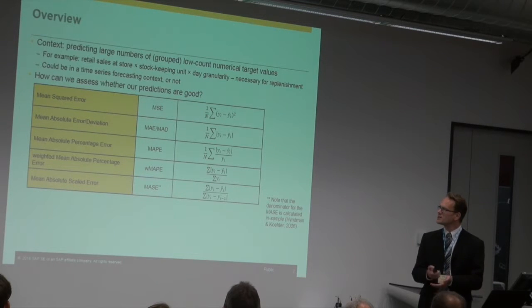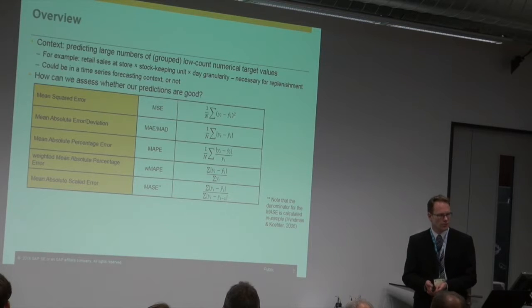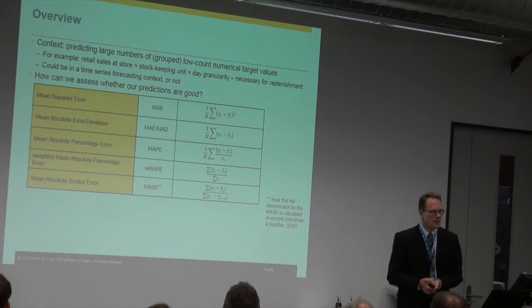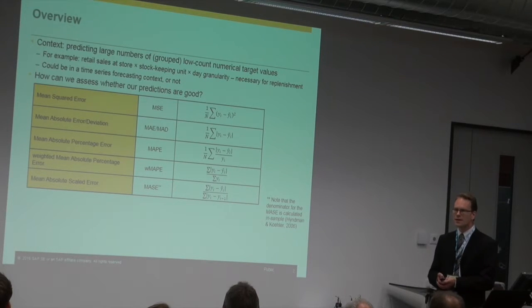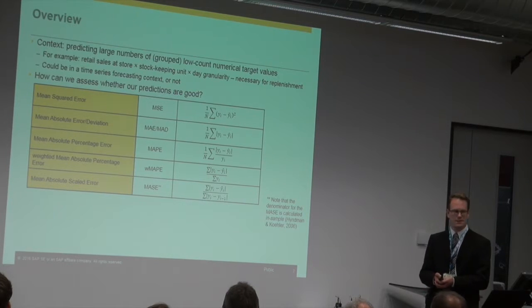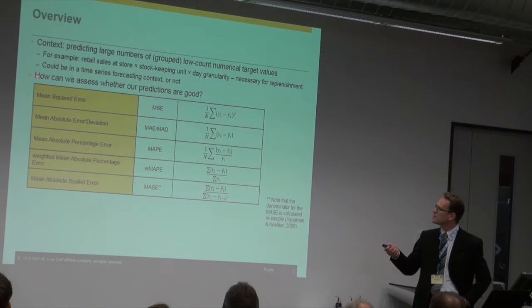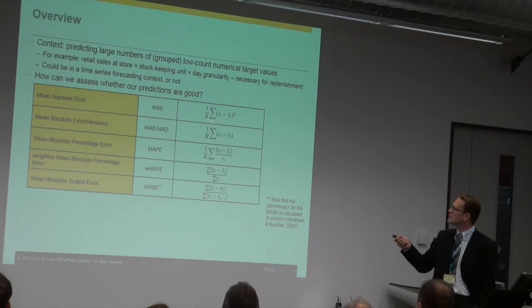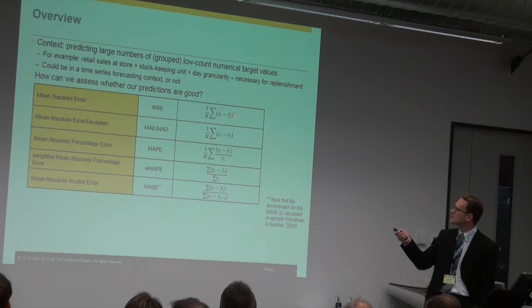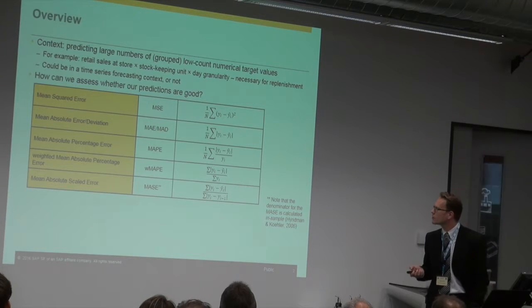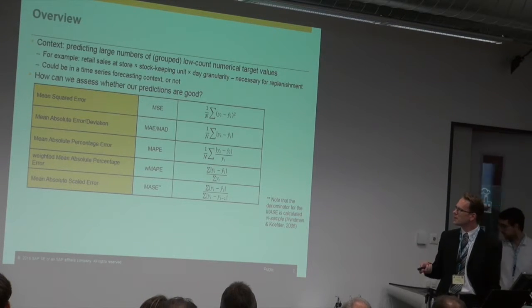So the question is, how do we assess whether such a prediction or forecast is any good? The first thing that comes to mind for people in forecasting is to look at point forecast accuracy measures like these here. There's the mean squared error, MSE, that just says, okay, we have a realization y_i and a forecast or a prediction y_i hat. We take the square of the difference, sum it up, and divide by the number of occurrences that we have here. That's the mean squared error.